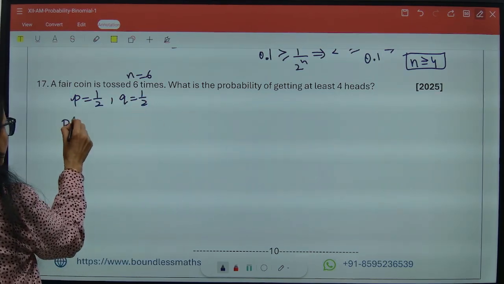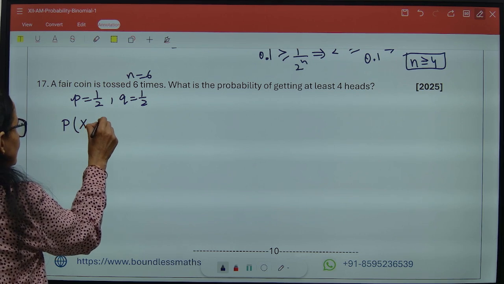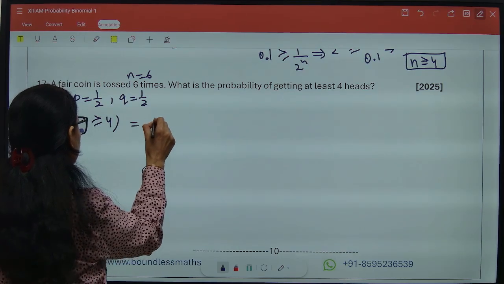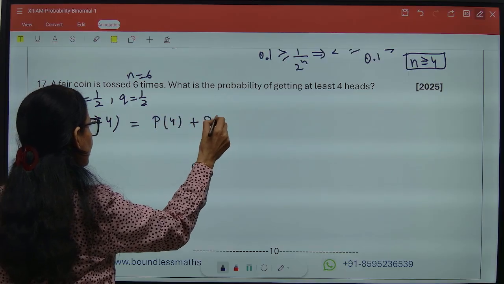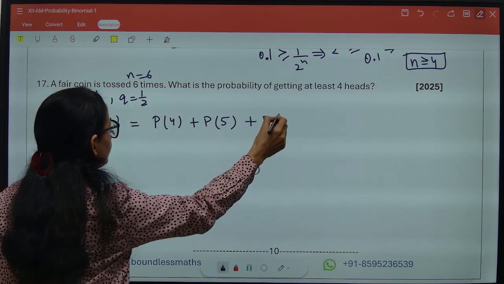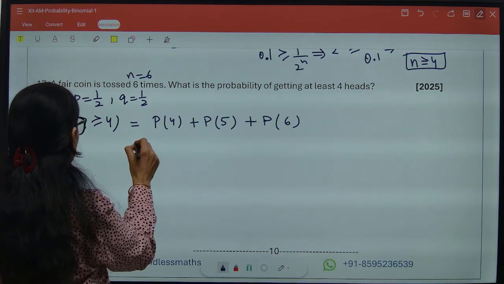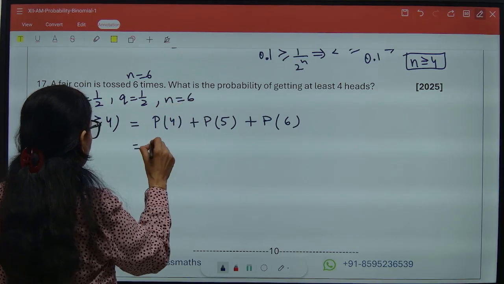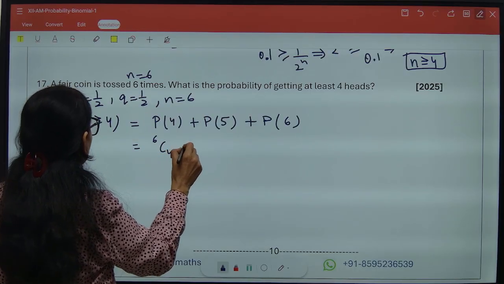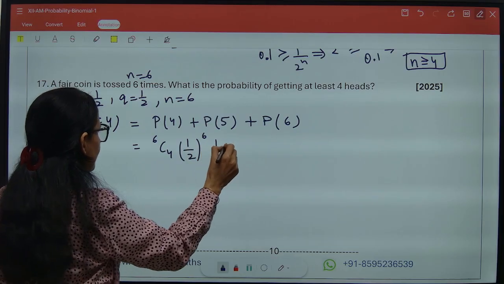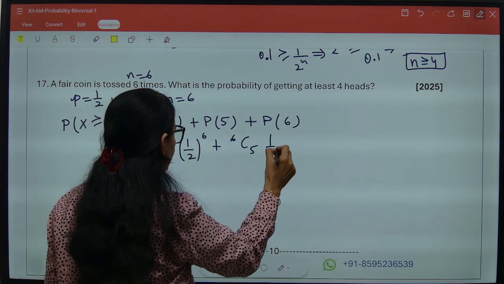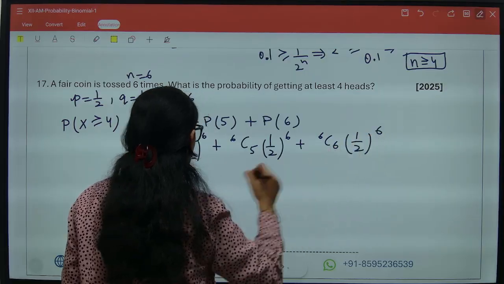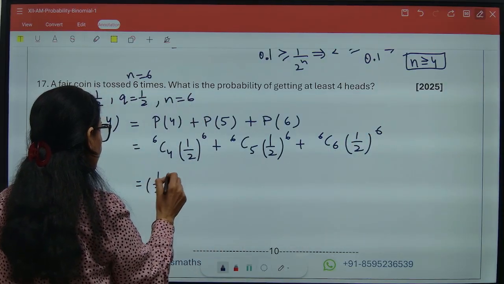Probability of getting at least 4 heads means P(X) greater than or equal to 4. Maximum value possible is 6. So this is going to be probability of getting 4, probability of getting 5 heads and probability of getting 6 heads all put together. n is 6. So it is going to be 6C4 (1/2)^6 plus 6C5 (1/2)^6 plus 6C6 (1/2)^6. So this is (1/2)^6 times the sum.